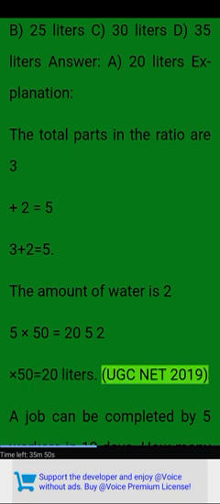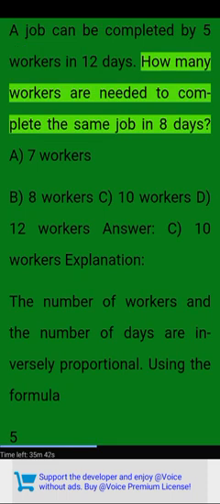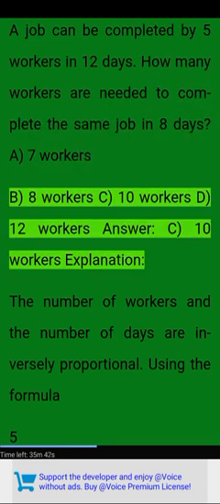UGC NET 2019. A job can be completed by 5 workers in 12 days. How many workers are needed to complete the same job in 8 days? A. 7 workers. B. 8 workers. C. 10 workers. D. 12 workers. Answer. C. 10 workers. Explanation.